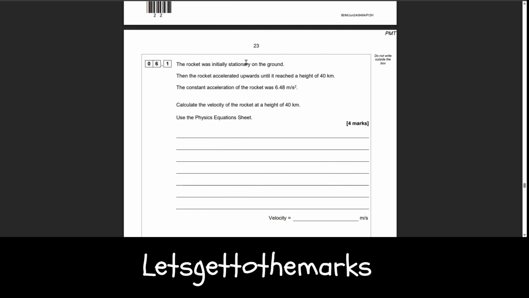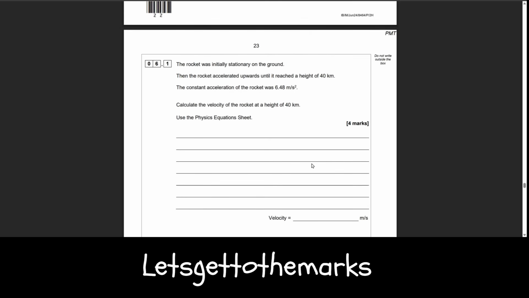The rocket was initially stationary on the ground. That means we're not moving, 0 meters per second. The rocket accelerated upwards until it reached a height of 40 kilometers. The constant acceleration of the rocket was 6.48 meters per second squared. Calculate the velocity of the rocket at a height of 40 kilometers. Use the physics equation sheet.